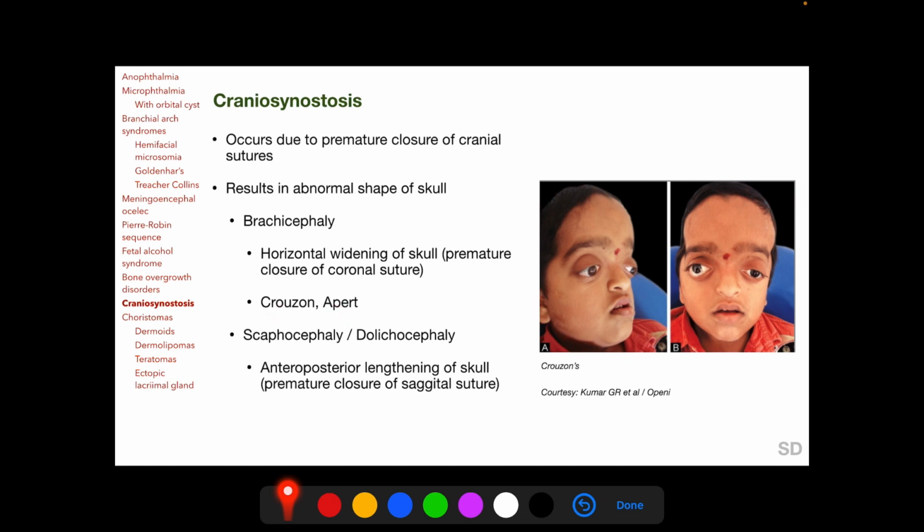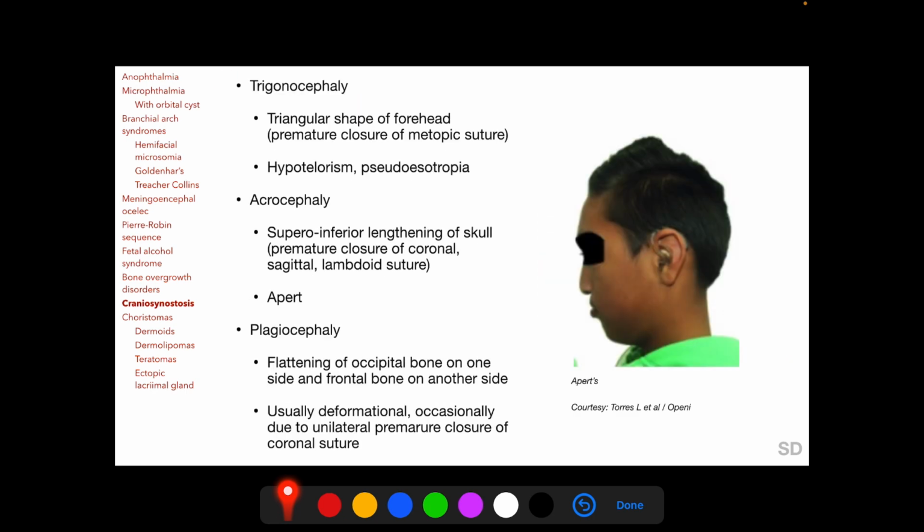In scaphocephaly or dolichocephaly, there is anteroposterior lengthening of the skull due to premature closure of the sagittal suture. In trigonocephaly, there is a triangular shape of the forehead due to premature closure of the metopic suture between the two frontal bones. And here the patient has hypotelorism with pseudoesotropia.